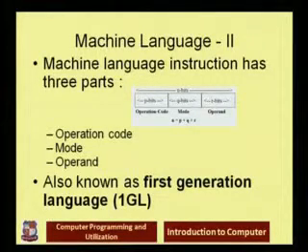want to perform. Then in the second and third, we write whether we are going to include the data or the location of the data to perform a particular operation. And these all three parts, operation code, mode, and operand, are combined and make the instruction for the machine language. And machine level language is also known as a first generation language, as we have seen in the illustration of the growth of the programming language.